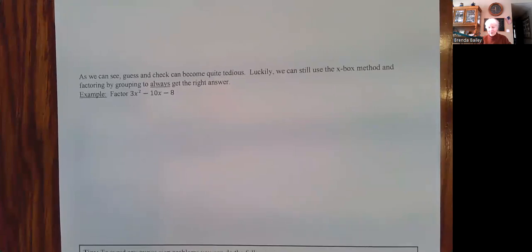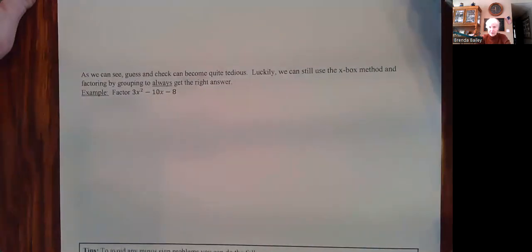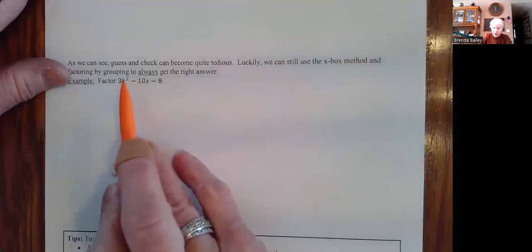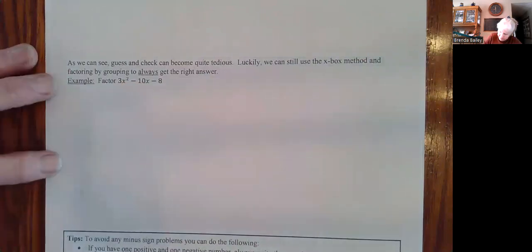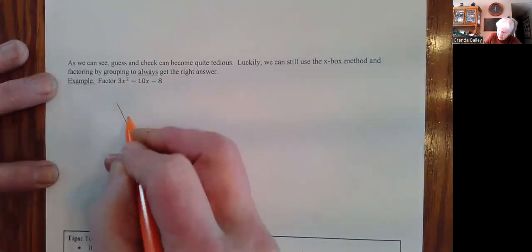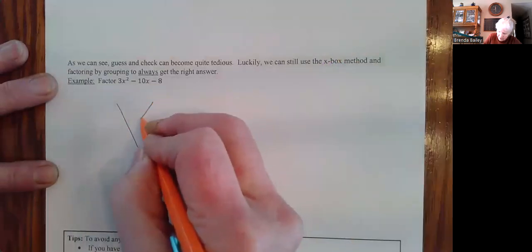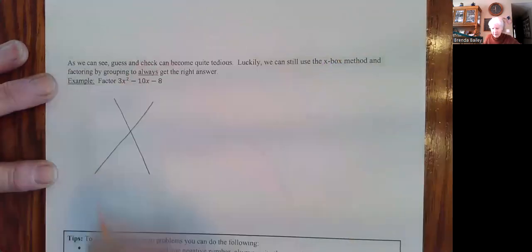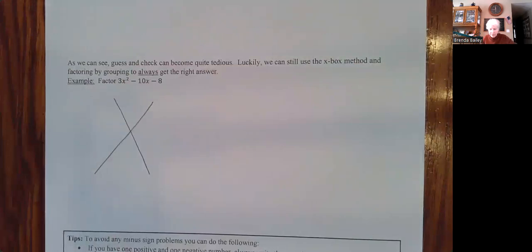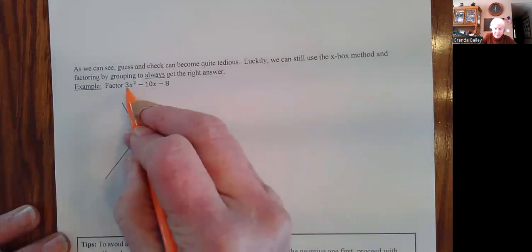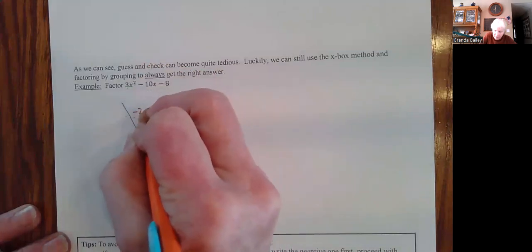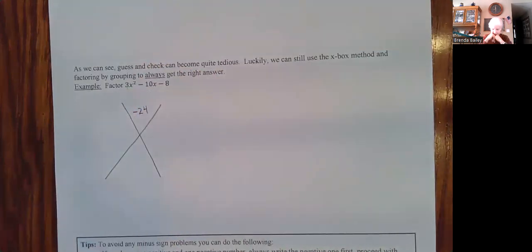Even though with this one, I would probably not use the Xbox, I would use the FOIL, because you only have one option for this one. It's not like there's multiple options. All right, but we're going to go ahead and look at our Xbox method. Because, you know, Xbox, and you're going to see this in other math classes, other teachers will talk about the Xbox, and now you know. In the top number, I take a -8 times 3, and I get a -24. All righty. And then I put the negative 10 down.